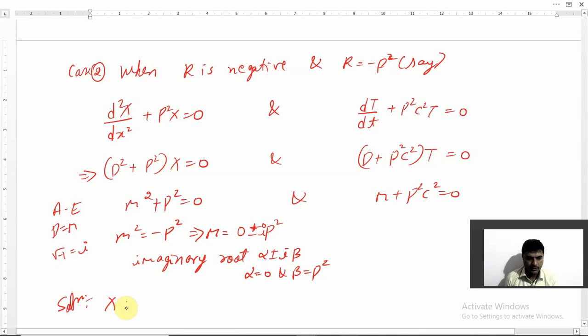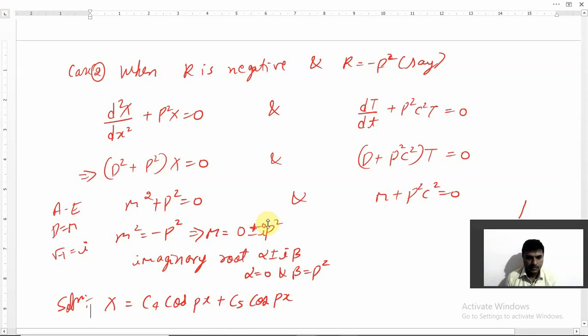The solution will be x is equal to c4 cos px plus c5 sin px. So this is what we get for the equation.